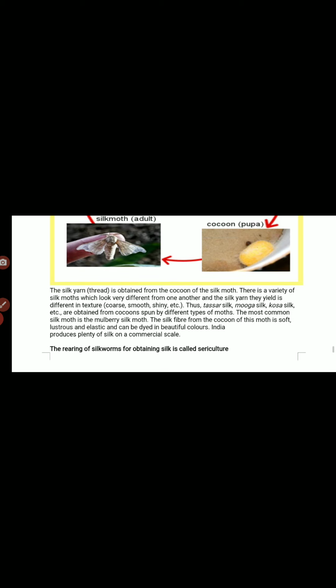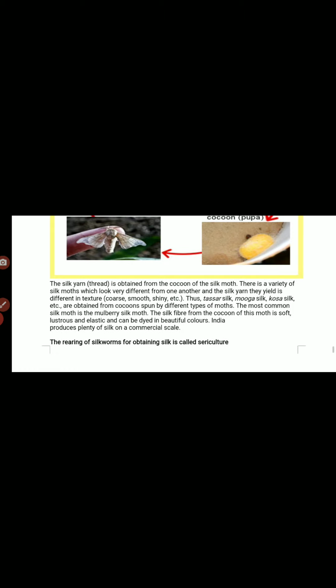The rearing of silkworms for obtaining silk is called sericulture. It means the process of growing up silkworms is said to be sericulture. Rearing means growing up.